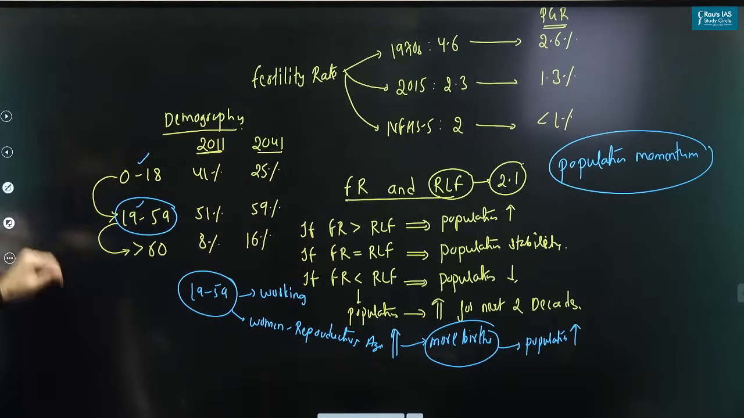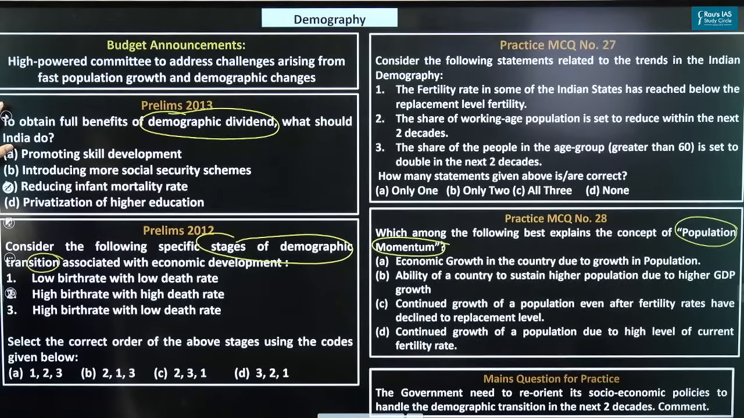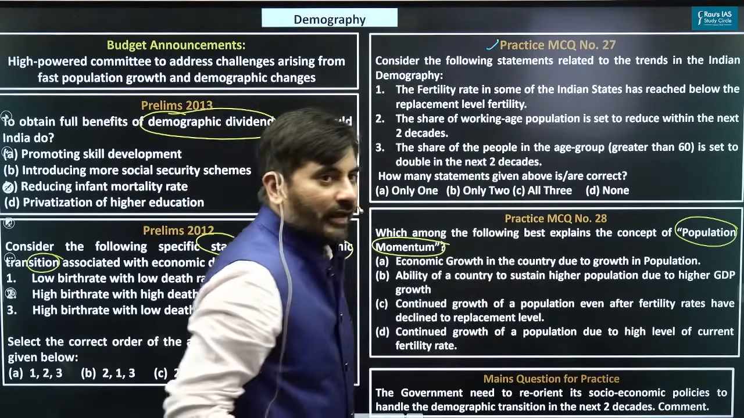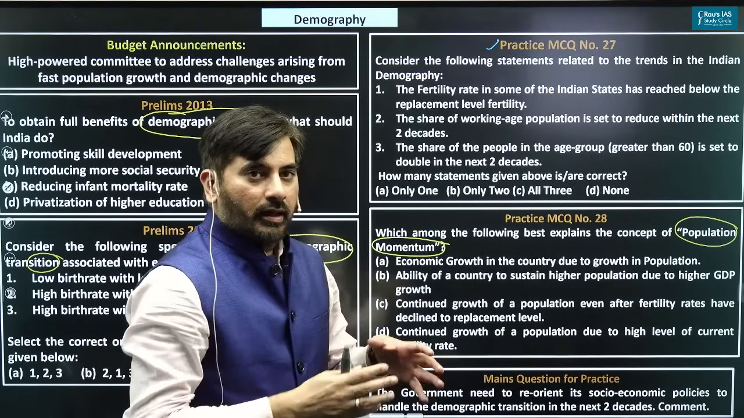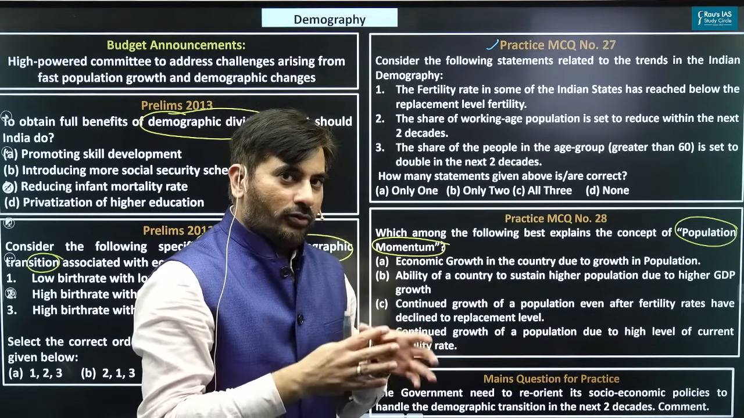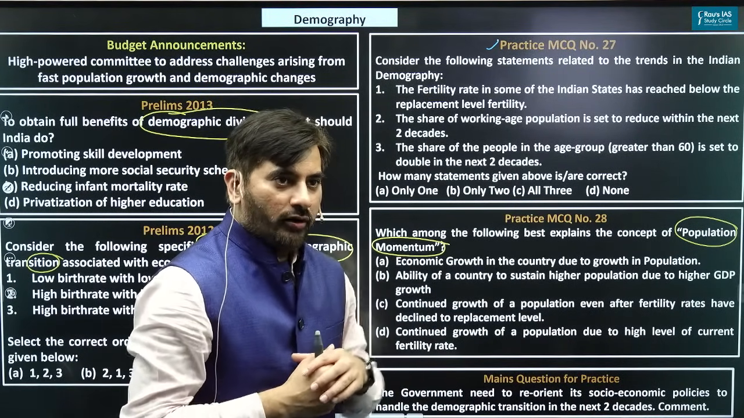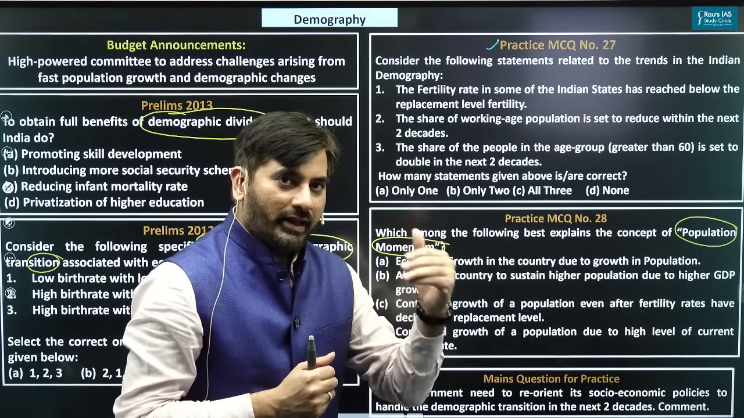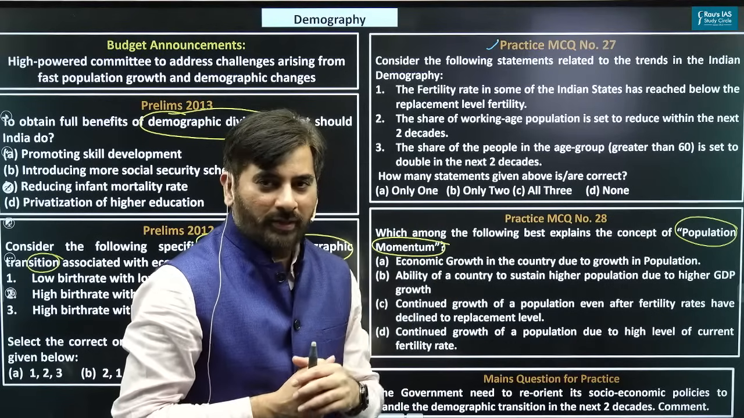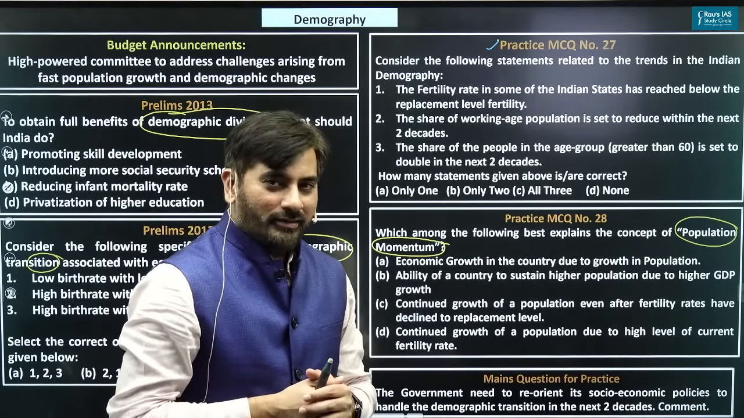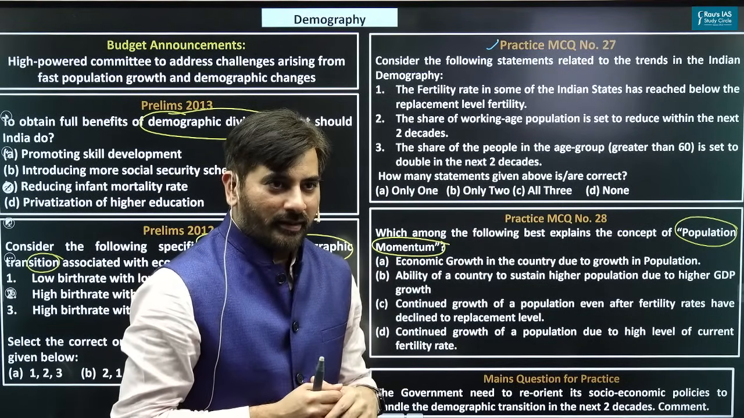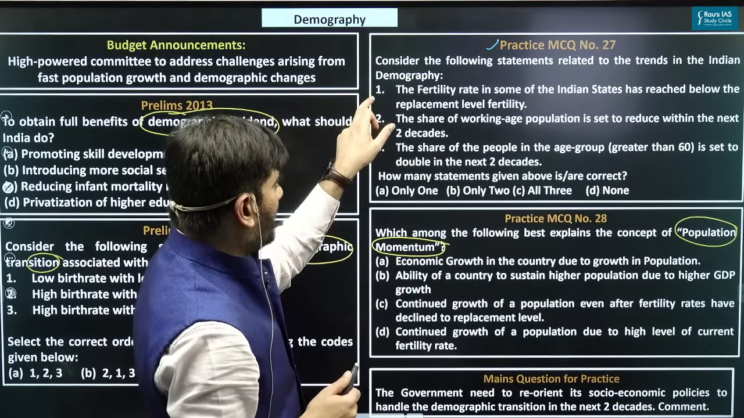Fine. Having understood this, let's look at the question. Let's look at question number 27. Please have a look at the question. Consider the following statements related to the trends in Indian demography. The fertility rate in some of the Indian states has reached below the replacement level fertility. Yes, it has reached below the replacement level fertility, especially in some of the southern states. So this is obviously correct.